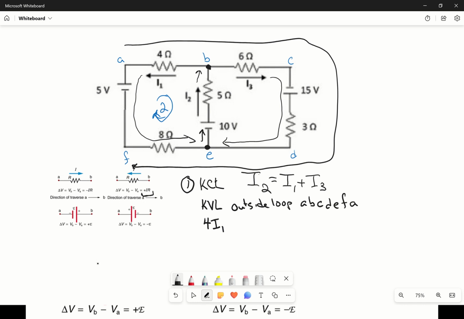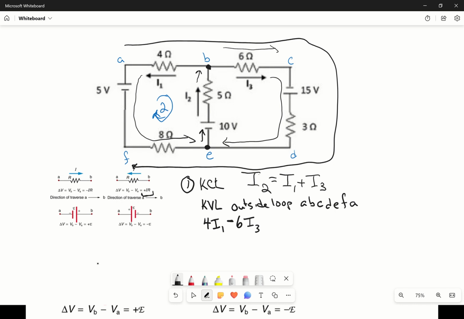Okay, so now I'm at point B. I'm going to go to point C. Now when I go from B to C, I'm going in the same direction as I3. So now that's going to be a negative I times R. So it's going to be negative, R is 6 times I3.